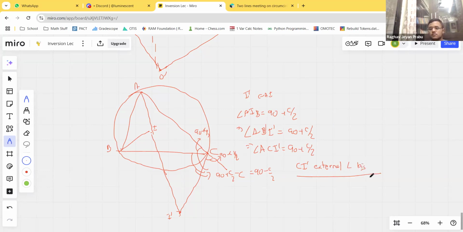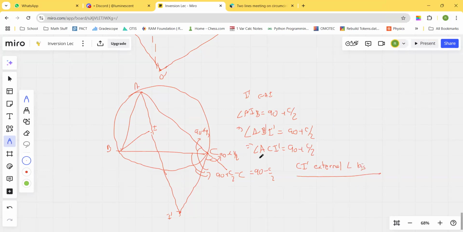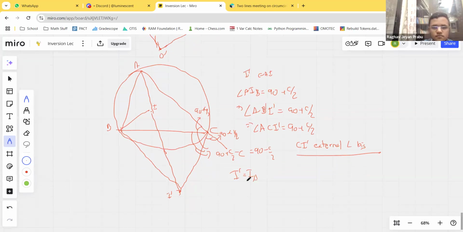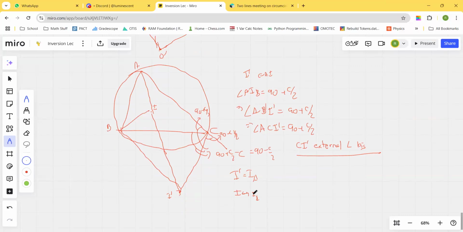In other words, if CI' is the external angle bisector, I'll get BI' also to be the external angle bisector, which implies I' is actually I_A, the excenter. So you also have I swaps with I_A. Is this clear? Yeah. Clear. Okay.